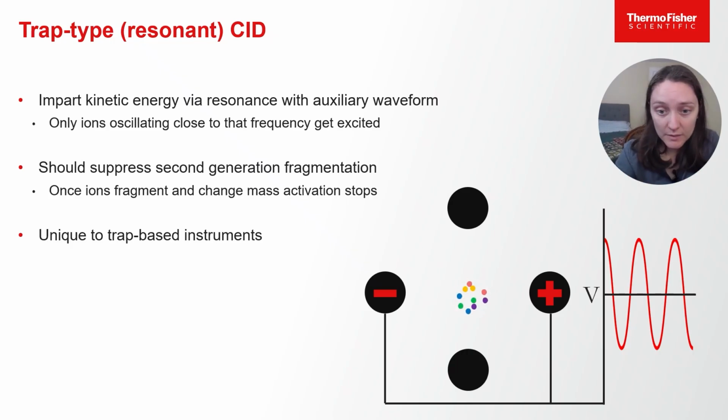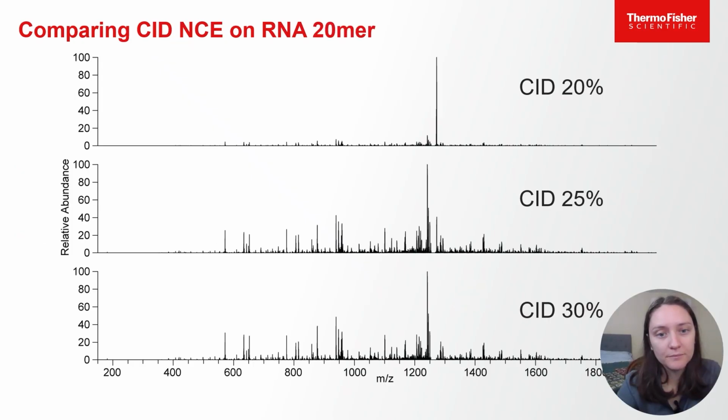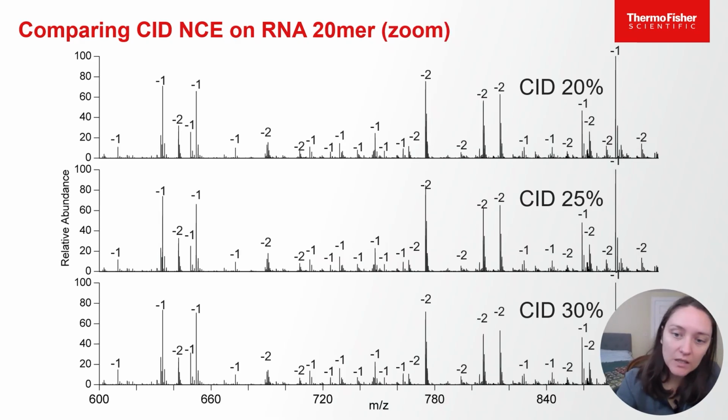So when we apply this to our oligonucleotides, we can see when we compare the normalized collisional energies here of CID as it's normally applied in a system on an RNA 20-mer, we can see that it may not exactly look as different from HCD as we hoped. So when we zoom in, we see a similar result where there's lots of -1 and -2 fragment ions, not as much difference between the energies for CID, but some of this is not as informative, it's very complex.